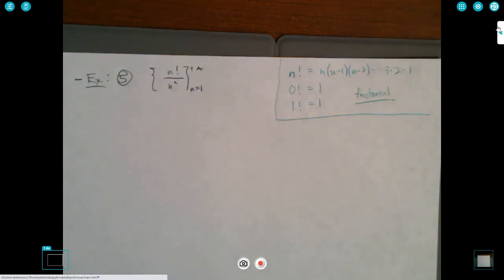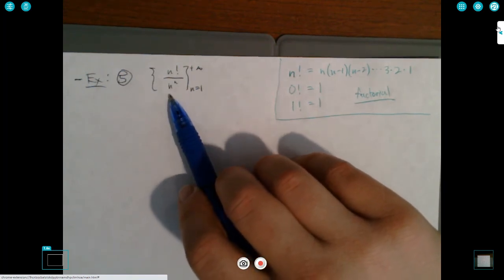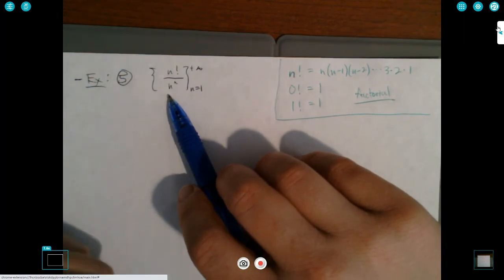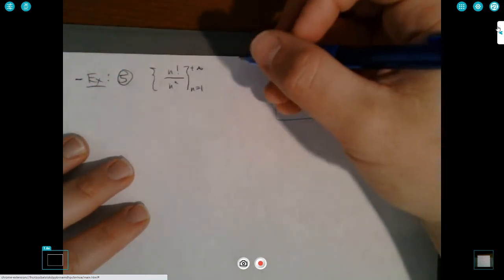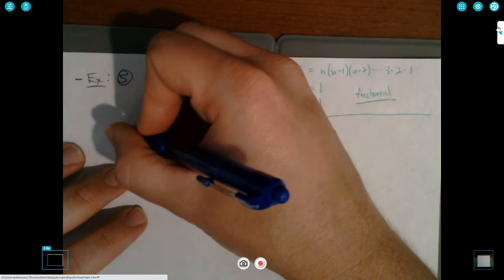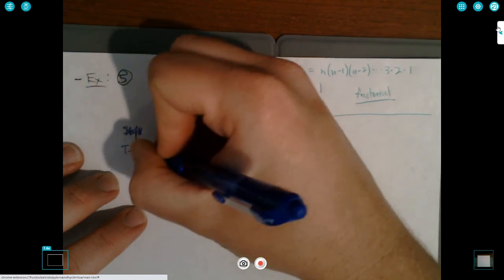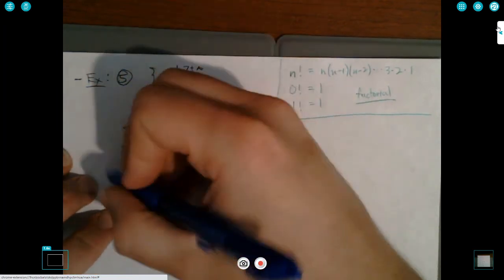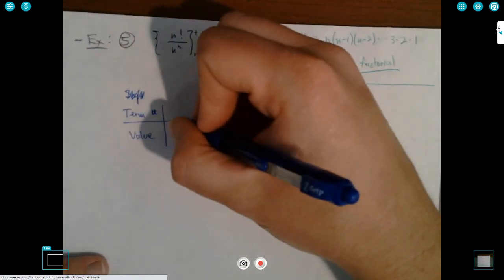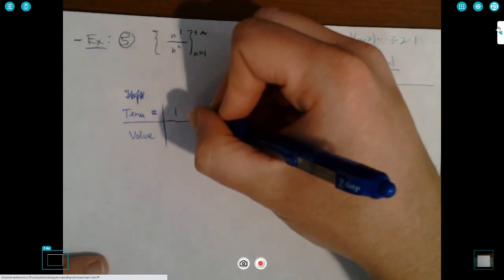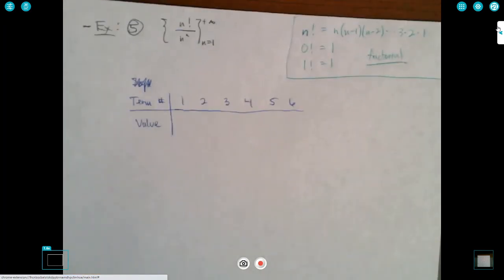We're supposed to come up with numerical evidence to make a conjecture about the limit of this sequence. So let's do that. Maybe I'll make a table of values. I'll call it term number, and then the value of that term number. So 1, 2, 3, 4, 5, 6, and we'll see if that's good enough to make a conjecture.